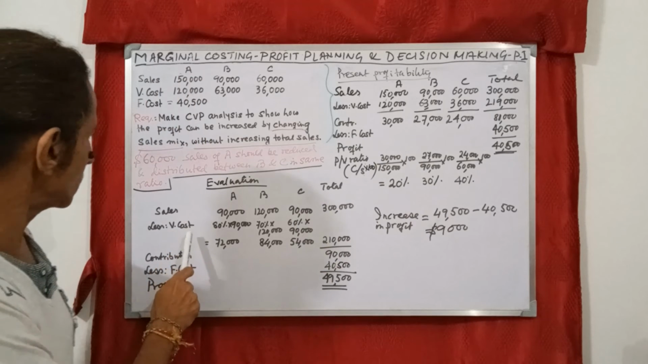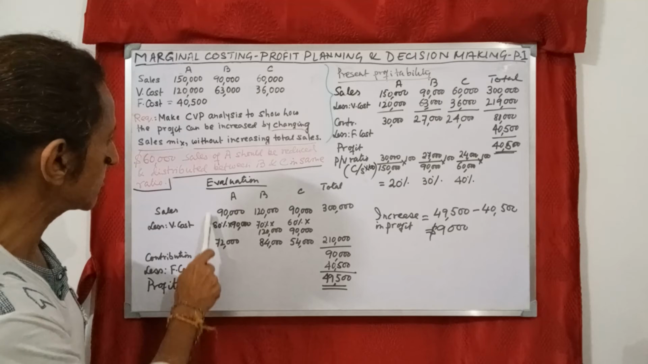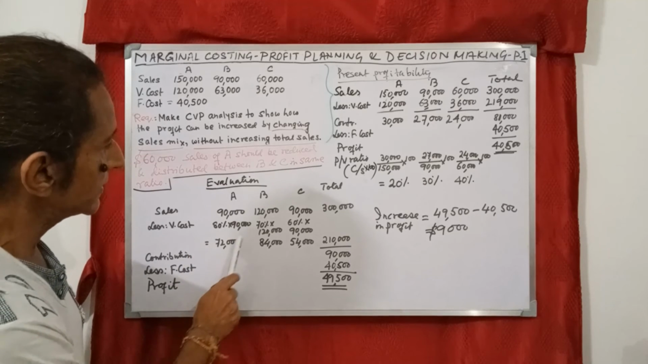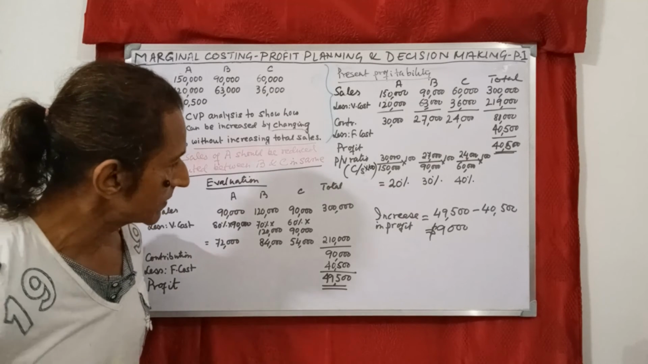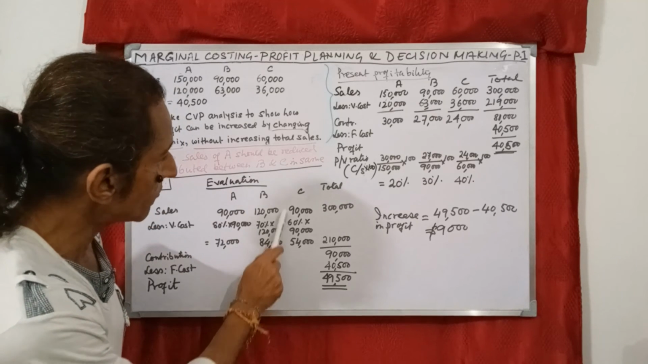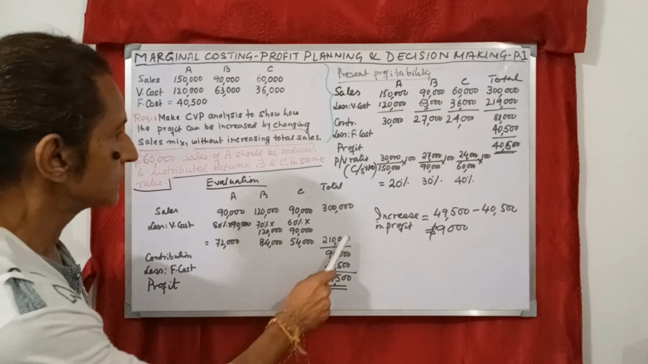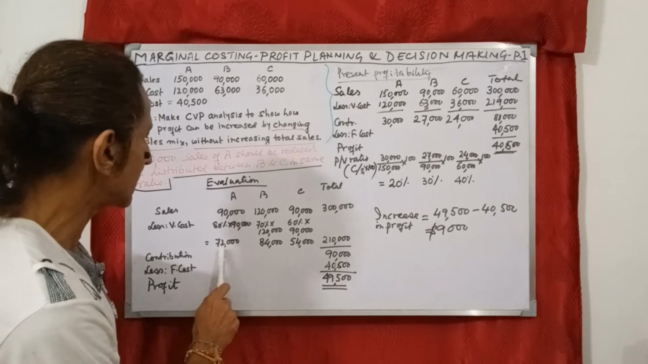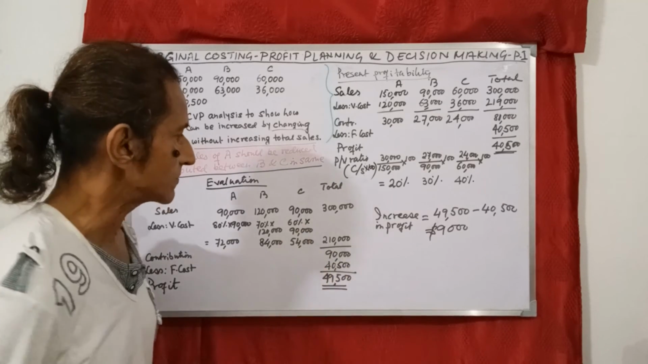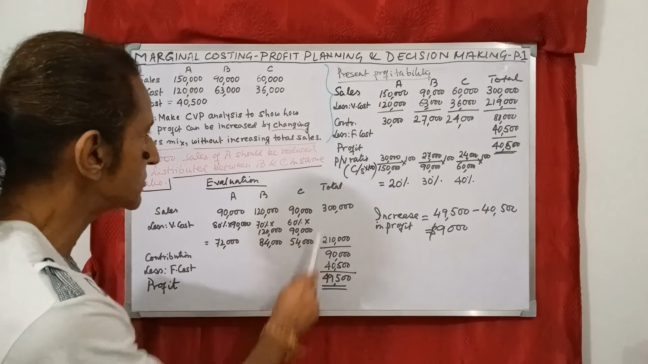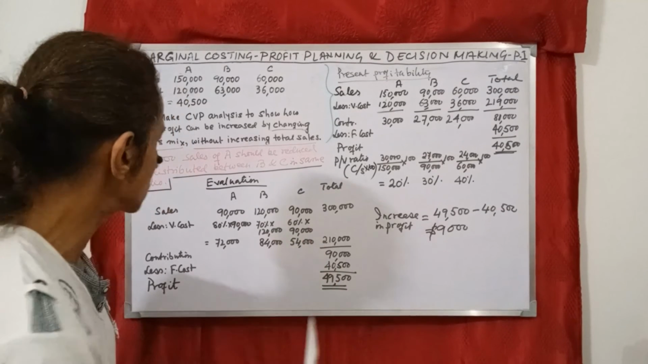So from sales figure we have deducted the variable cost. Here it is 80% of 90,000, that is 72,000. Here it is 70% of 120,000, that is 84,000. And here it is 60% of 90,000, that is 54,000. So total is 210,000. Total variable cost, this plus this equals to 210,000. So we get total contribution 300,000 minus 210,000 equals to 90,000.